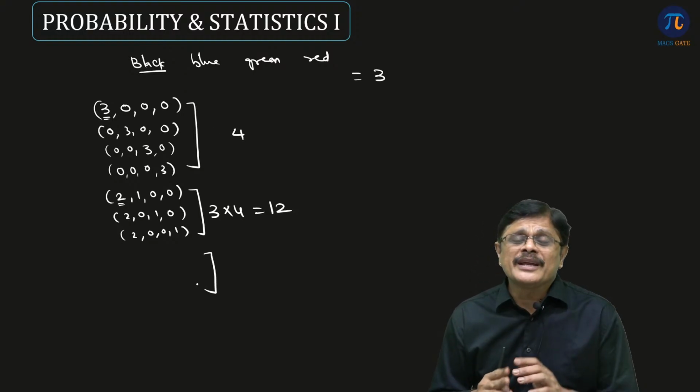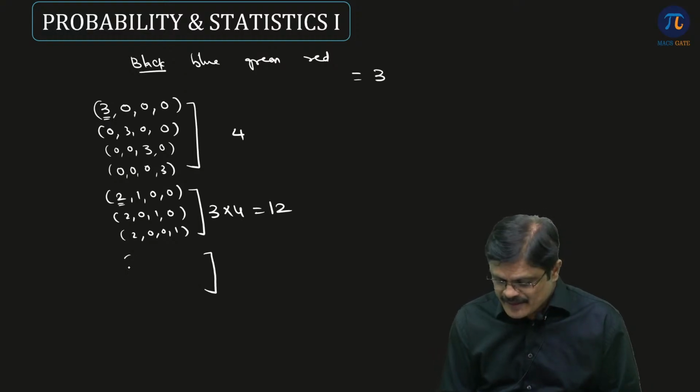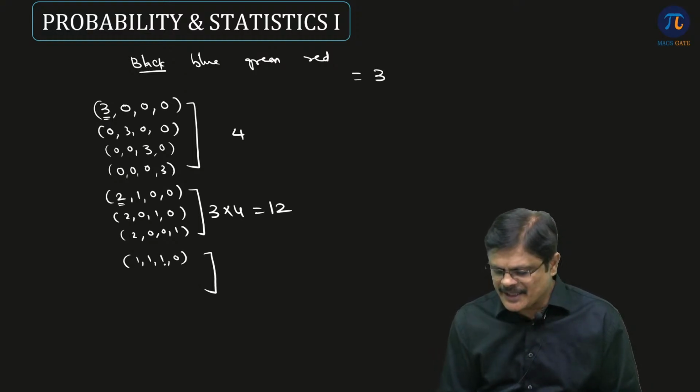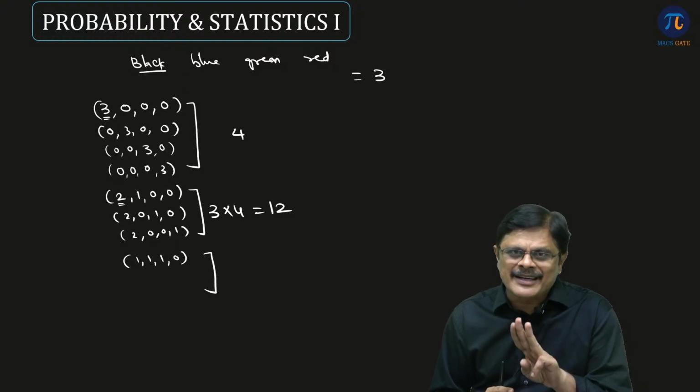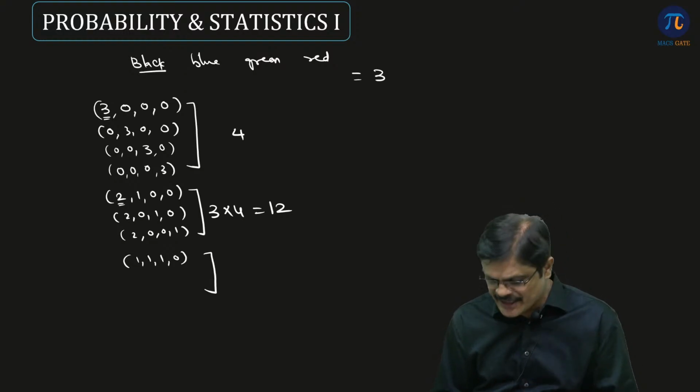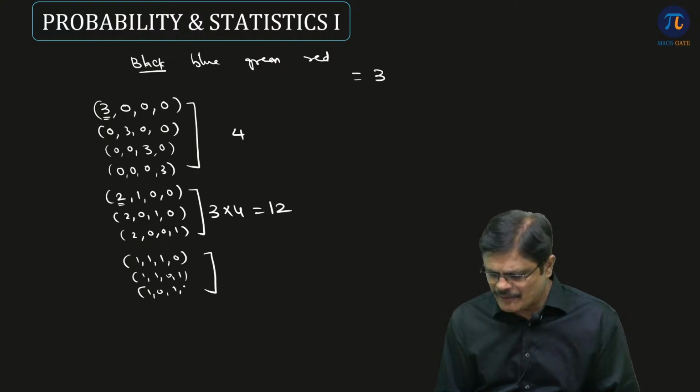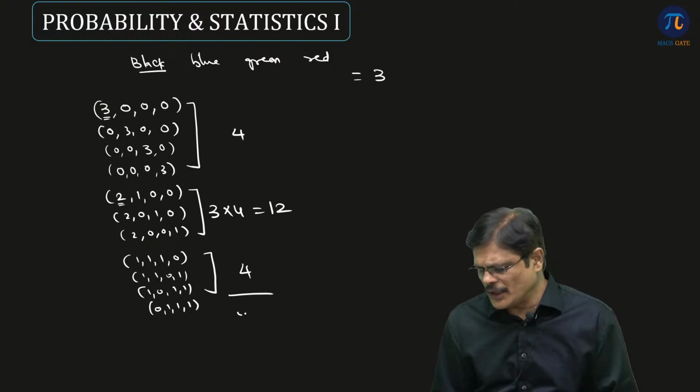Then you may select 1, 1 of each type. That is 1, 1 of each type. And how many such cases are there, sir? You have to keep 3 ones in 4 places. That is 4C3. That is 1, 1, 0, 1, 1, 0, 1, 1, or 0, 1, 1, 1. 4 cases. Total how many?